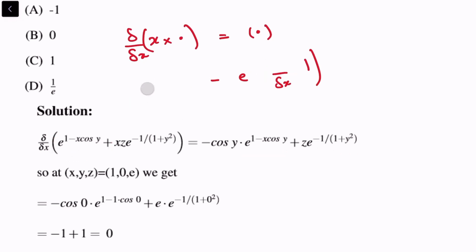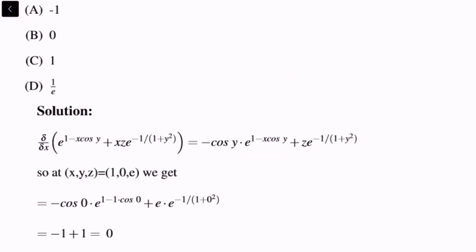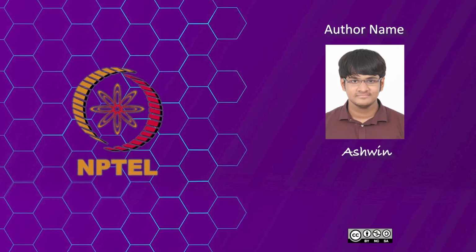Right? So, of course now we substitute the point (1, 0, e) for x, y, and z respectively, and you get the answer 0, which is the option B.